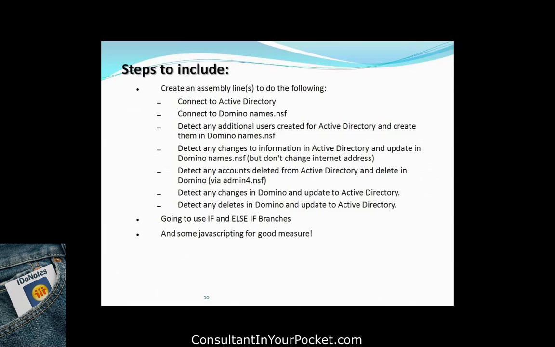Then on our other assembly line, we're going to detect if there are any changes in Domino. For example, if on the Domino side person information has been updated, including the internet email address, we're going to update those in Active Directory. Then we're going to detect if there are any deletes in Domino and make sure that those are also flagged in Active Directory. We're going to do some if and else if branches, and we're also going to do some JavaScripting.